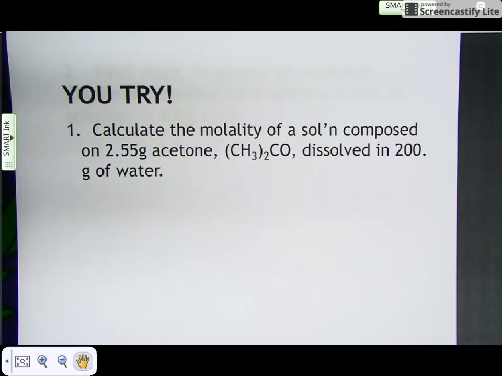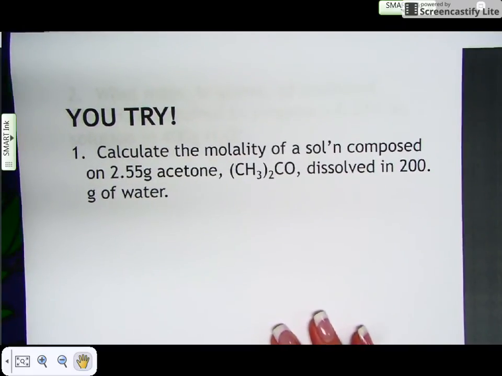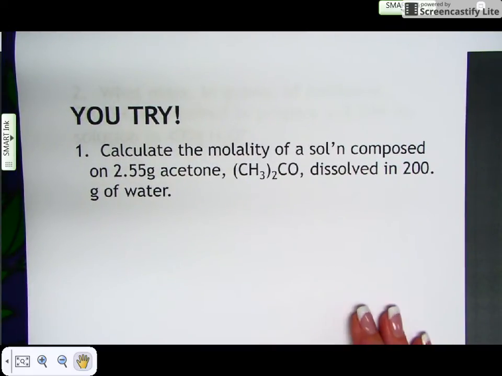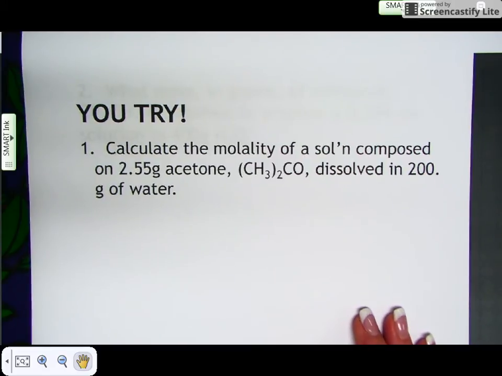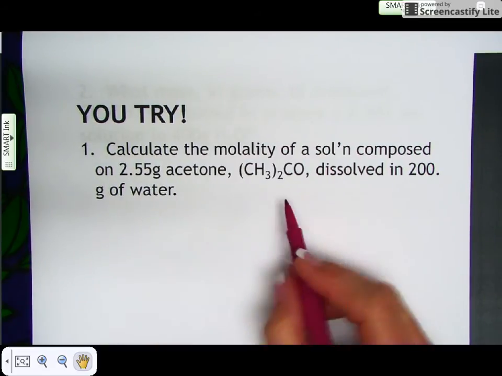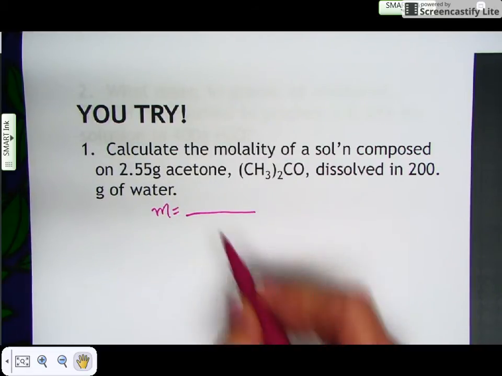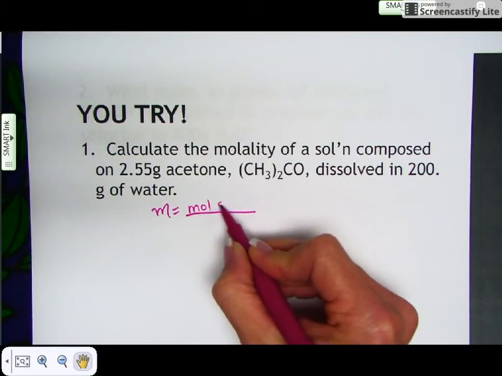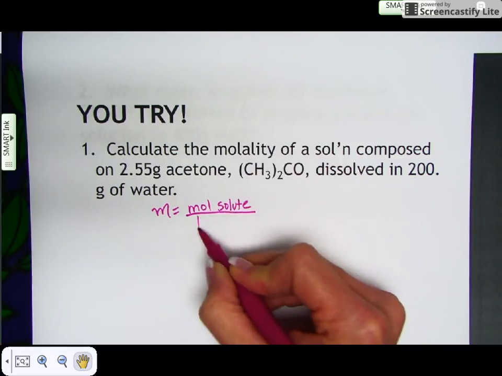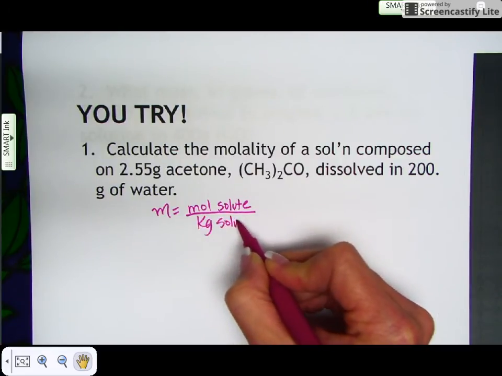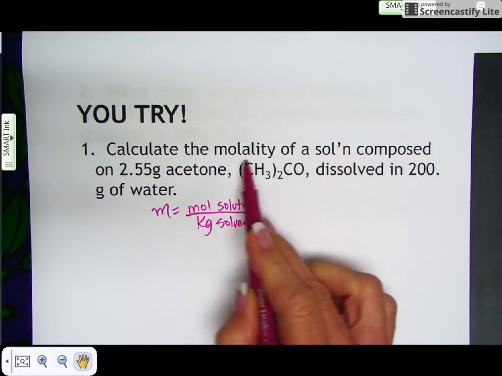All right, let's look at another example. Pause the video and you try this one. It's done very similar to the one we just finished. I'm going to keep on, as I said before, because I'm short of time. I'm going to be cut off if I don't. So we need moles of solute per kilograms of solvent. So let's calculate the molality.